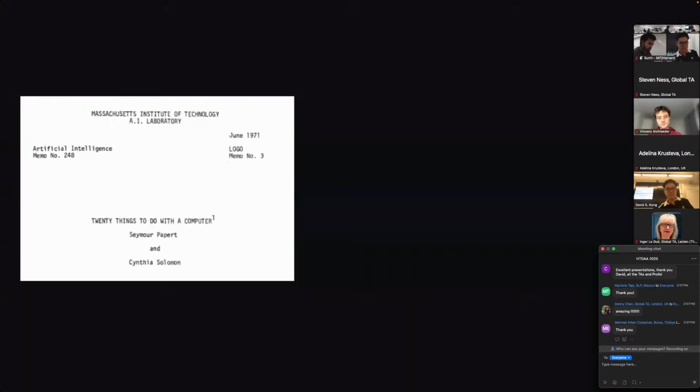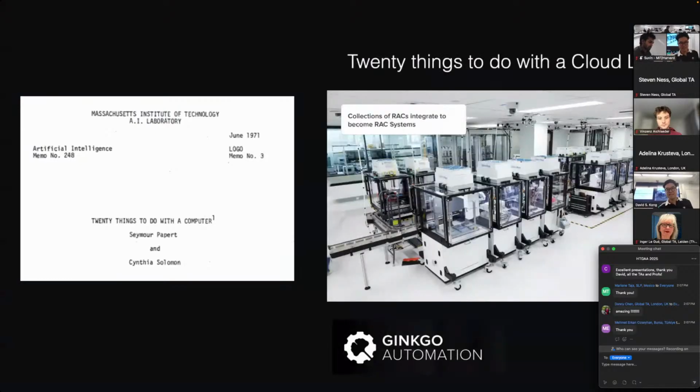And so here at the Media Lab, there's a very famous paper that came out in 1971 by one of the founding faculty, Seymour Papert, 20 things to do with a computer. This is back before people had any idea that you could do learning and other creative applications with computers like we see all the time today. So what we're going to work on over the summer is this idea of 20 things to do with the cloud lab. If anybody that's here for the summer wants to hang out and work with us, we're going to be collaborating really closely with Ginkgo on all of this.